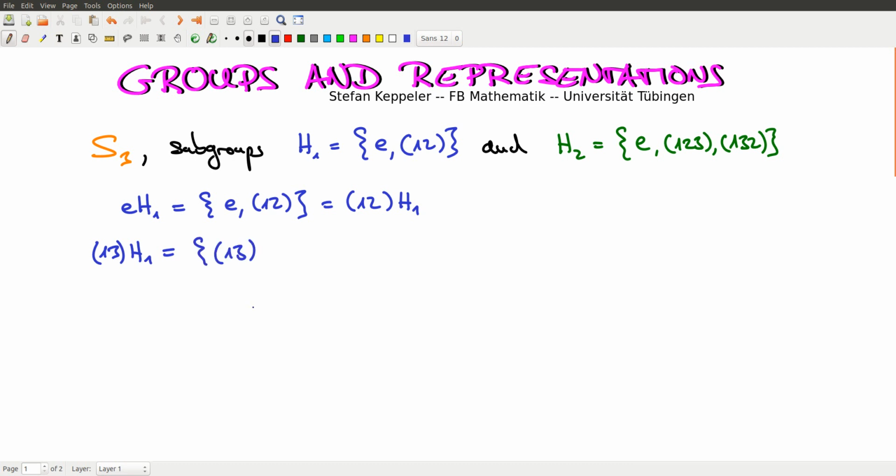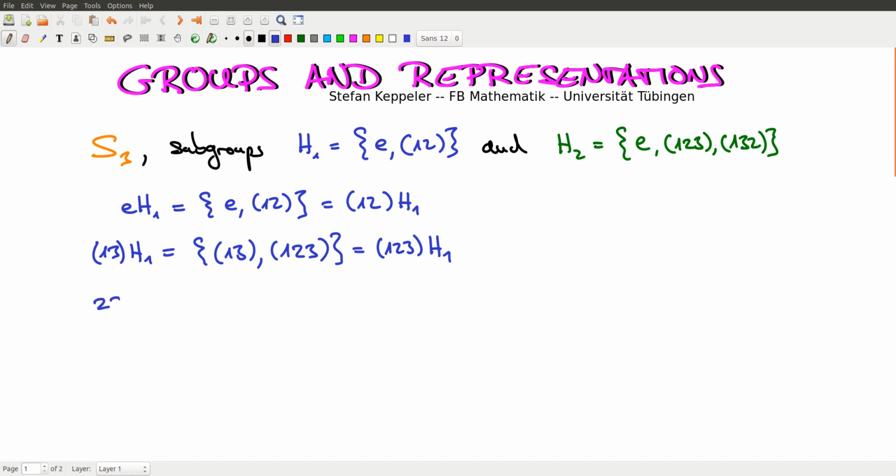that's (1 3). And now we have to multiply (1 3) with (1 2). And that's just, well, 1 is mapped to 2, and 2 is mapped to 1, but 1 is mapped onto 3, and 3 is mapped back to 1. So it's (1 2 3). And that's the second coset. And that has to be the same as (1 2 3) times H1.